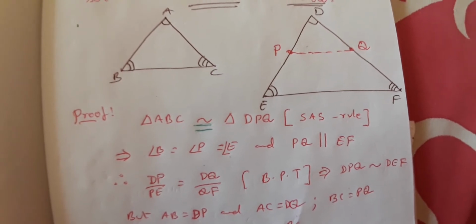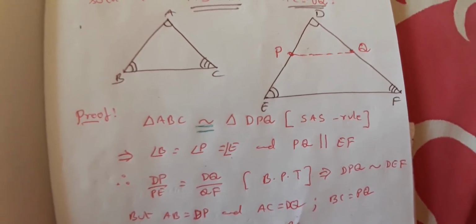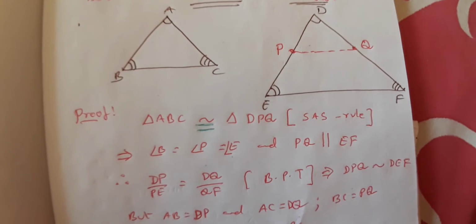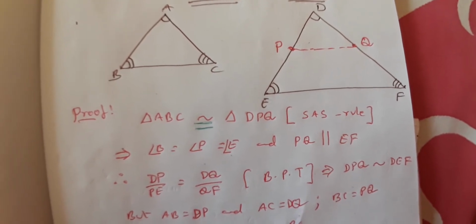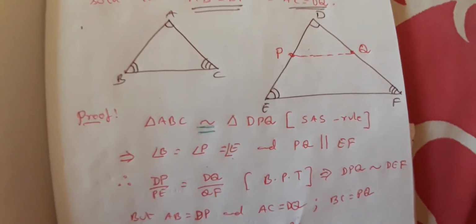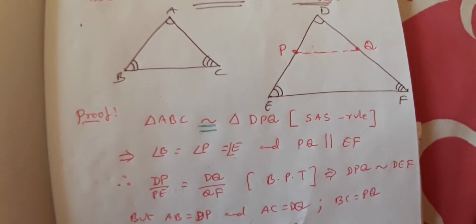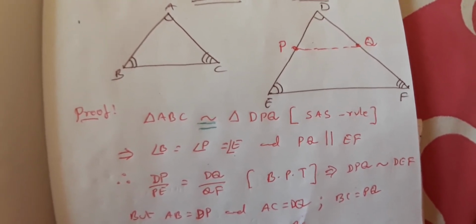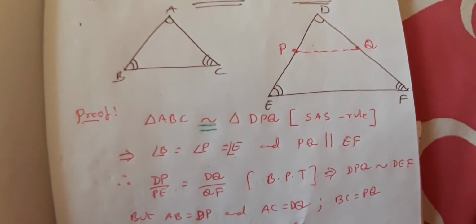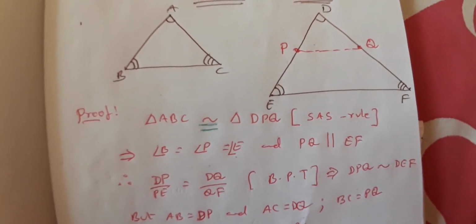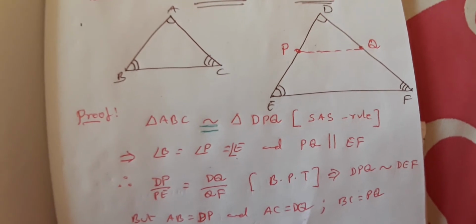That means whenever you draw a line which is parallel to one of the sides of the triangle, then definitely that line is going to divide the other two sides in equal ratios. So therefore that is the basic proportionality theorem. So children, please remember, you have to relate everything to the previous theorems also.